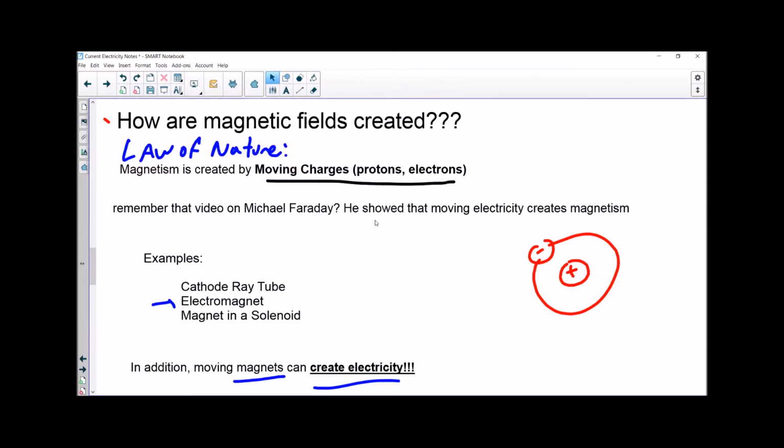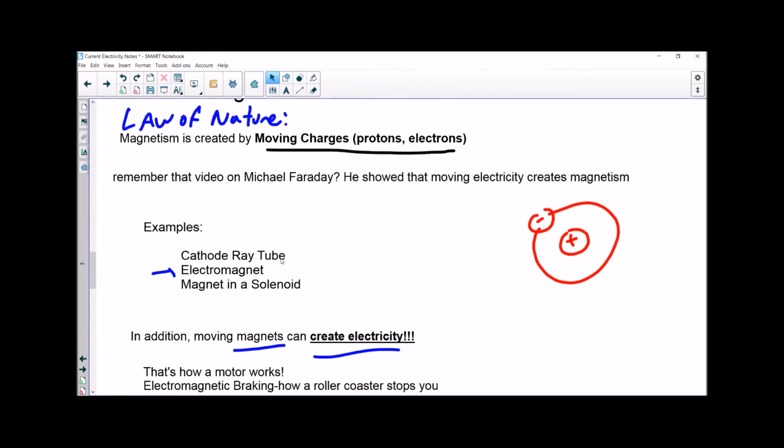If you remember the video we watched on Michael Faraday, he was the one that showed that moving electricity creates magnetism. If we were in class, I would show you an electromagnet as a good example of this. An electromagnet is simply taking current and passing it through a wire. When you do that, you can create a magnet. If you ever look at a trash yard, for example, they can pick up cars with these tiny discs. It's because they're passing lots of current through to create a strong magnetic field.